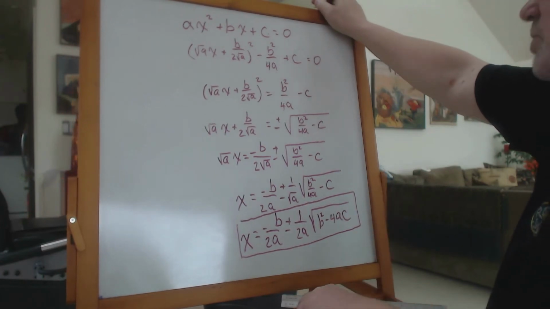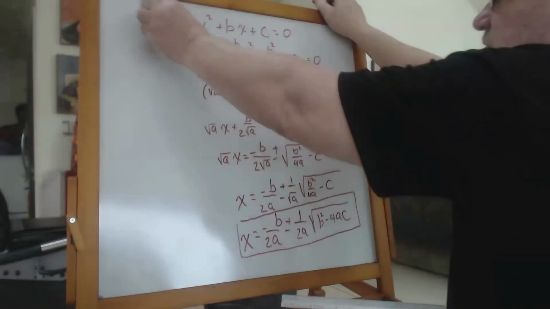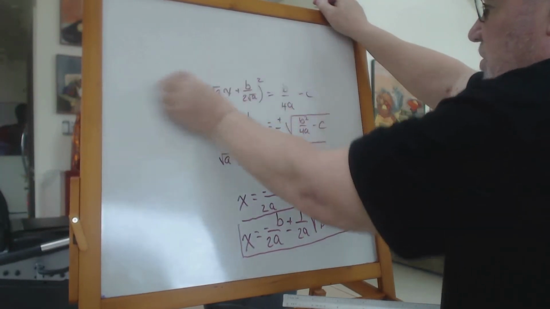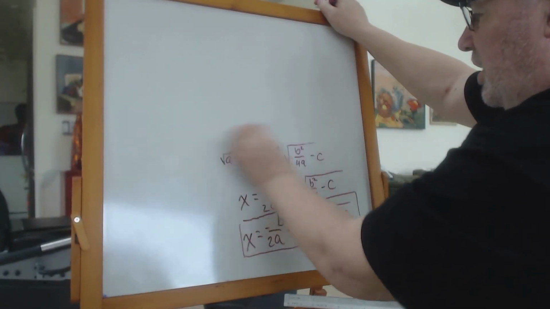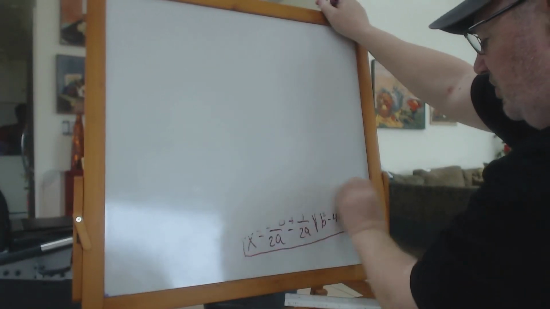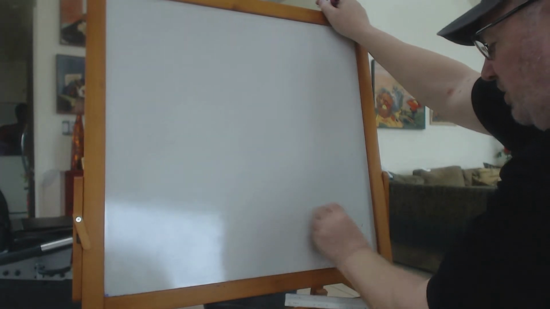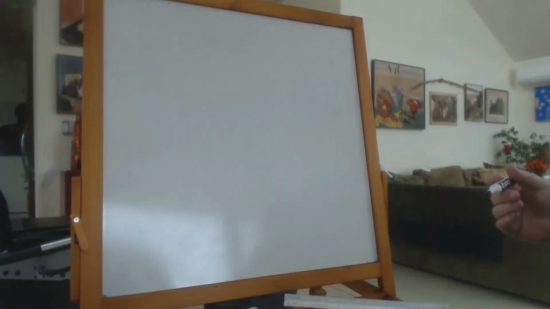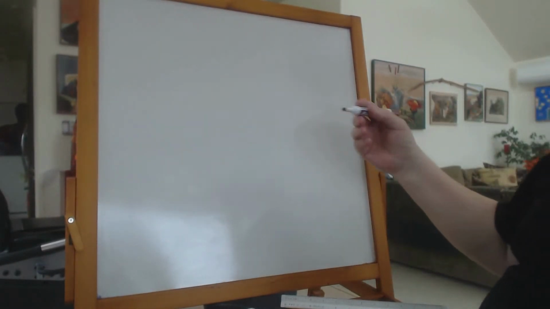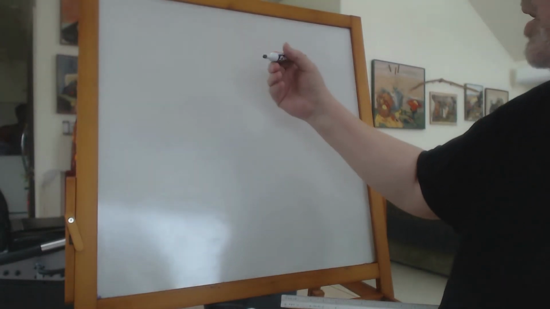And that gives you, for all equations, the factors for every single quadratic equation. And not all of them are what you would call nice, making sense.